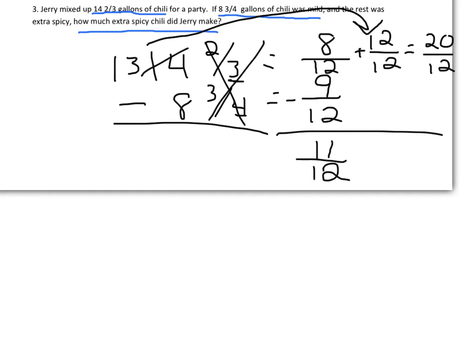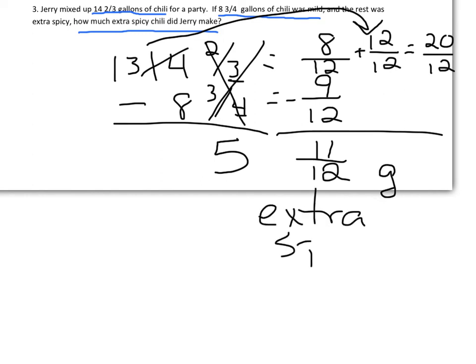Now we can subtract 13 minus 8. 13 minus 8 is 5. So now we know that Jerry made 5 and 11 twelfths gallons of extra spicy chili. This concludes this question.